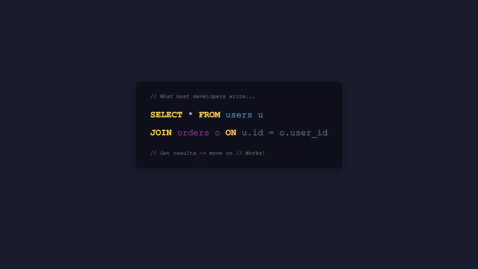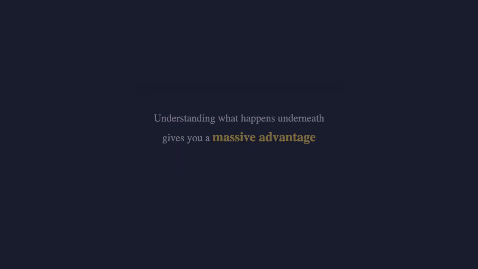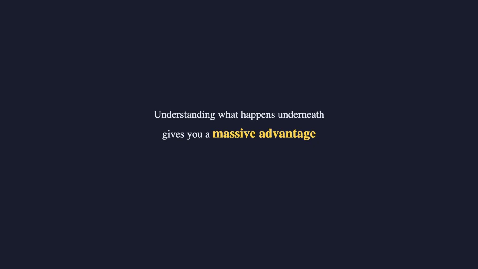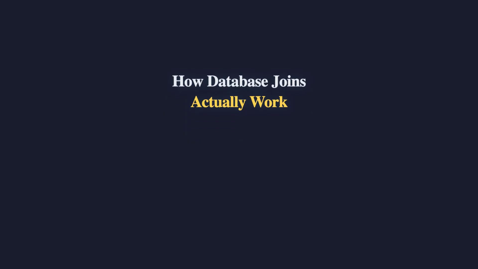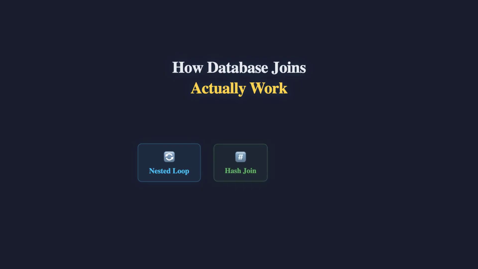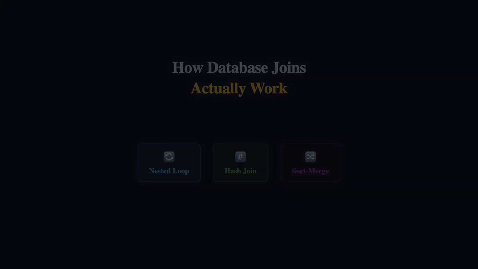Most developers never think about this. They write join, get their results, and move on. But understanding what happens underneath gives you a massive advantage when queries start slowing down. In this video, we'll crack open the join keyword and explore the three major algorithms that databases use to combine your data: nested loop joins, hash joins, and sort-merge joins. Let's start with the basics.